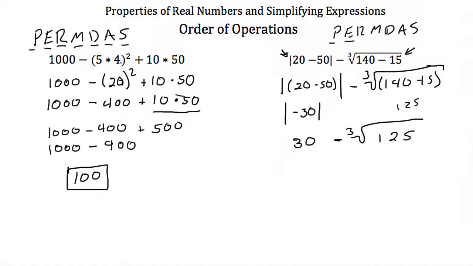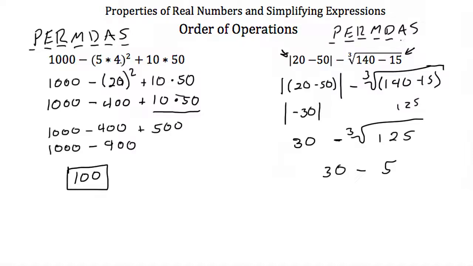So we'll do our exponents next. We don't have any exponents, so we can skip that one. Next come the roots. We have a cube root here, and the cube root of 125 is just 5. So we end up with 30 minus 5. Next we do multiplication and division, but we don't have any in this expression.